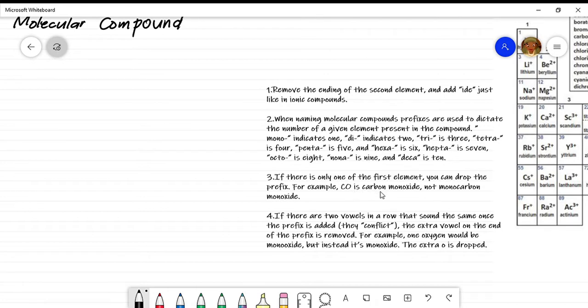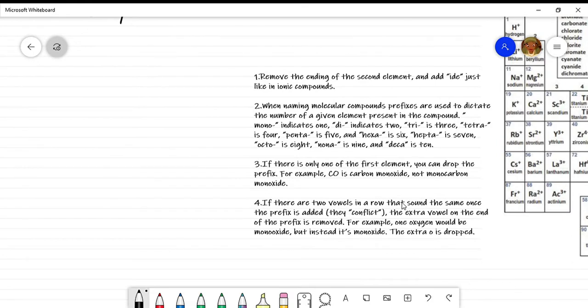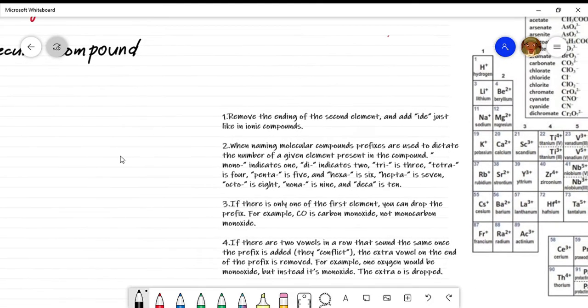For example, CO is carbon monoxide, not monocarbon monoxide, of course. So if the first and second element are single, you only use mono for the second element in a compound. Fourth is if there are two vowels in a row that sound the same once a prefix is added, the extra vowel on the end of the prefix is removed. For example, one oxygen would be monooxide, but instead it's called monoxide. So the extra O is dropped.